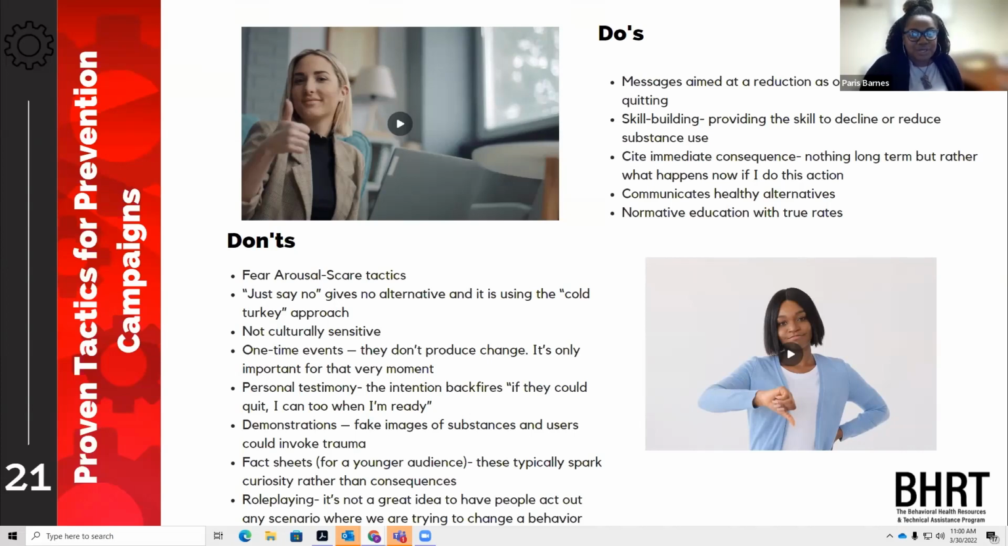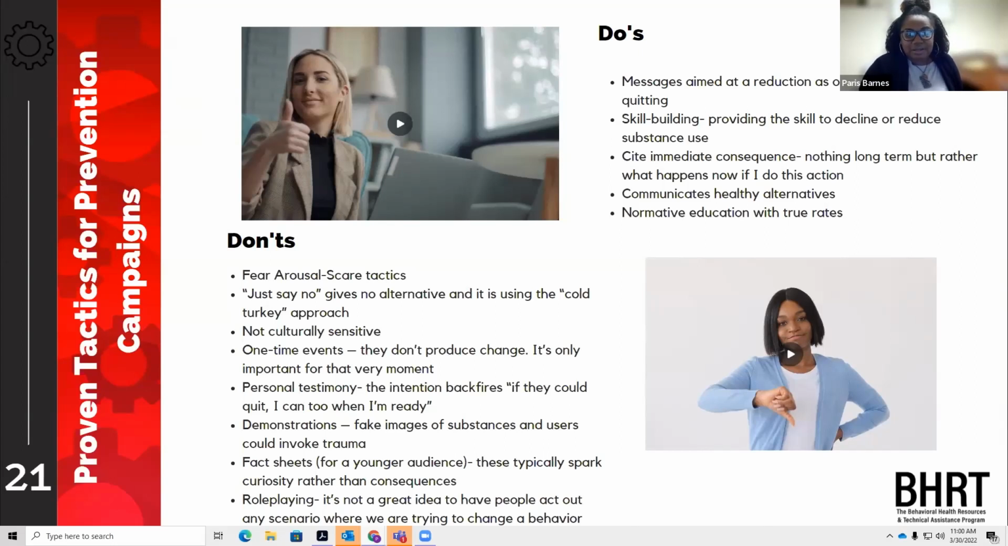It's not good to do one-time events. So if we're going to do a one-time thing that we never do again, it doesn't really do anything because it doesn't produce change, right? It's only important for that very moment that we've done the campaign, but it doesn't really produce any change. So think about if the Be More Healthy Expo only did it one time, then we would never hear about it again. And then that would be the end of exactly what happened at that time. So continuously doing it is exactly what makes it relevant.